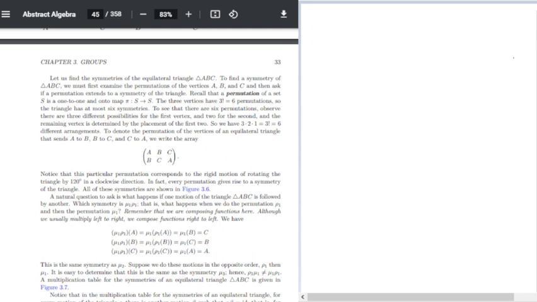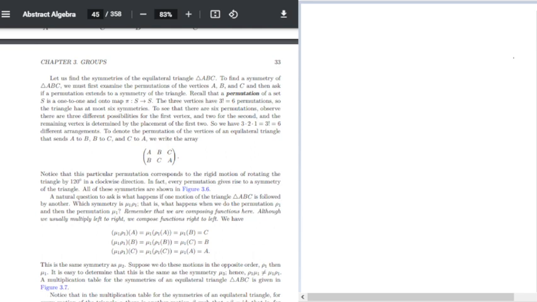To see that there are 6 permutations, observe that there are three different possibilities for the first vertex and 2 for the second, and the remaining vertex is determined by the placement of the first two. So we have 3 times 2 times 1 equals 3 factorial equals 6 different arrangements.